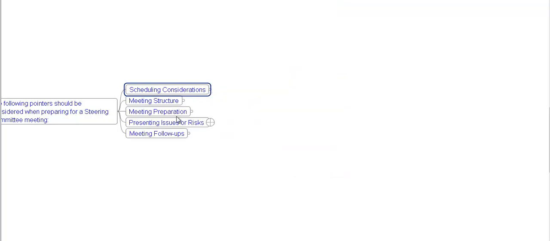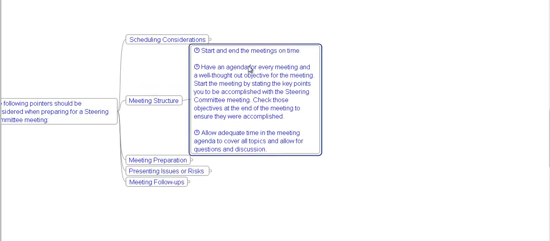Meeting structure. Start and end meetings on time. Have an agenda for every meeting as well as a thought-out objective for the meeting. Start a meeting by stating the key points you hope to accomplish with the steering committee meeting. Check those objectives at the end of the meeting to ensure they were accomplished. Allow adequate time in meeting agendas to cover all topics and allow for questions and discussion.